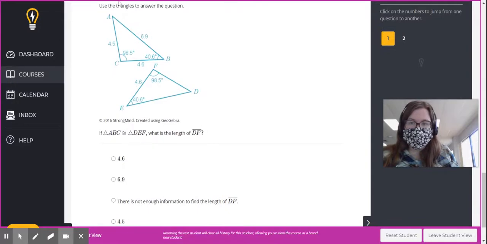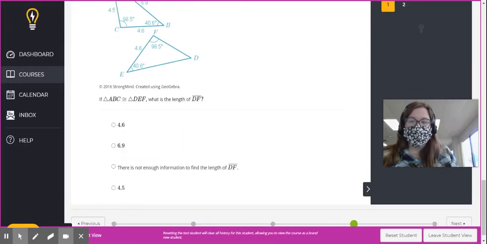So looking at here, use these triangles to answer the question. Before I answer the question, I'm going to look at the triangle. So I see that there's 40.6 on both of them, 98.5 on both of them. I can see that across from 98.5 is 6.9. And I don't know what it is across from 98.5 here. But if I look here, 98.5, 4.6, 40.6, in between those is a 4.6. So 98.5, 40.6, and then there's a 4.6 in between them. So that's an angle, side, angle, angle, side, angle.